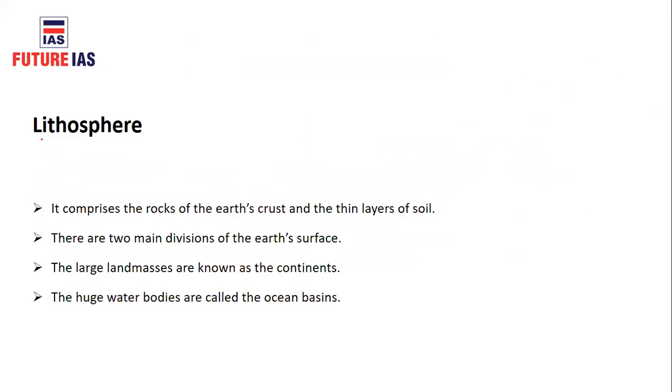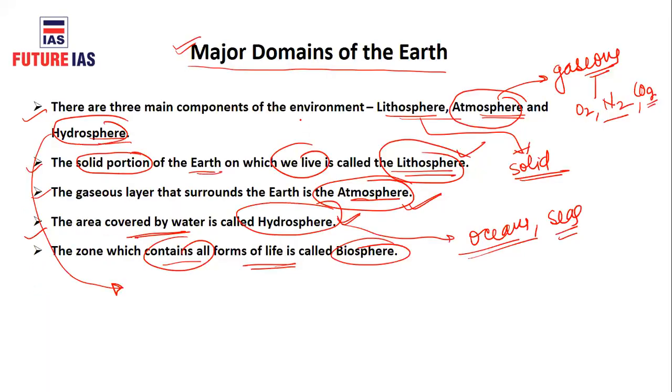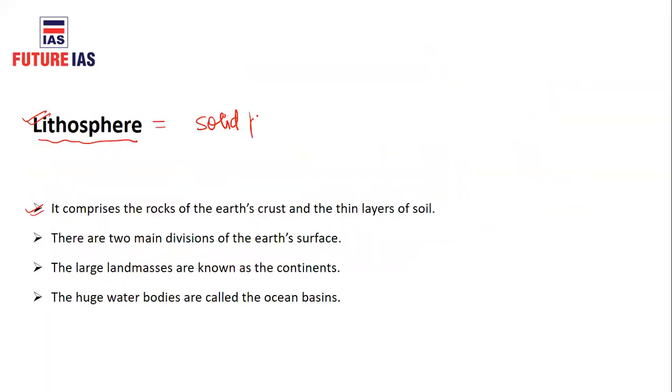Let's understand in a bit more detail about the lithosphere. First of all, as I said, it is the solid portion of the earth. When you say solid portion, it consists of rocks. Only rocks can make the surface solid. The earth crust is also solid, and you will have the layers of the soil also. Combined, this makes up your lithosphere. So lithosphere is nothing but the crust and part of the layers.